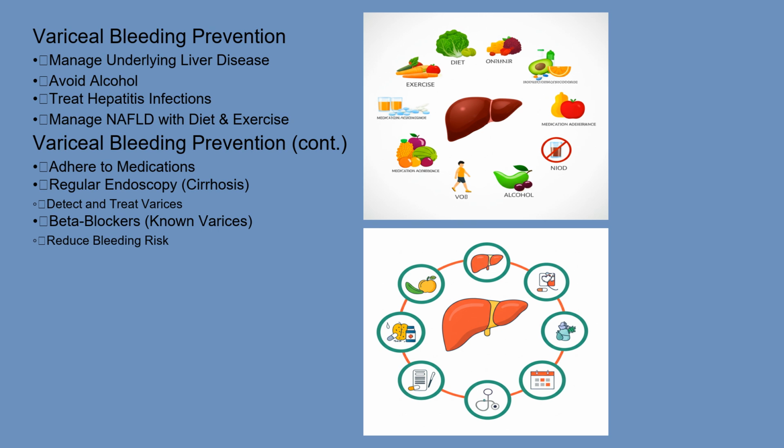Prevention is key, and it starts with managing the underlying liver disease. This includes avoiding alcohol, treating hepatitis infections, managing non-alcoholic fatty liver disease through diet and exercise, and adhering to medications prescribed by your doctor. Regular monitoring with endoscopy is also important for individuals with cirrhosis to detect and treat varices before they bleed. For those with known varices, beta blockers can significantly reduce the risk of bleeding.